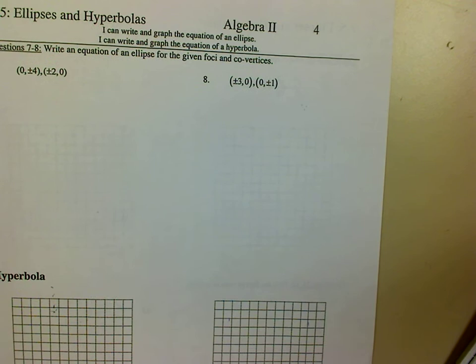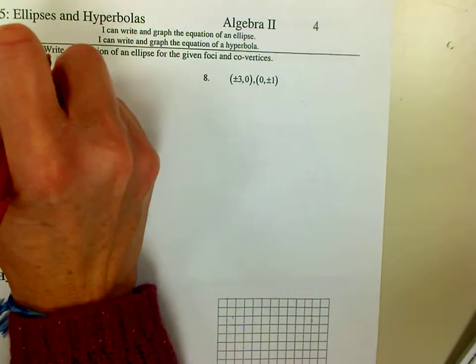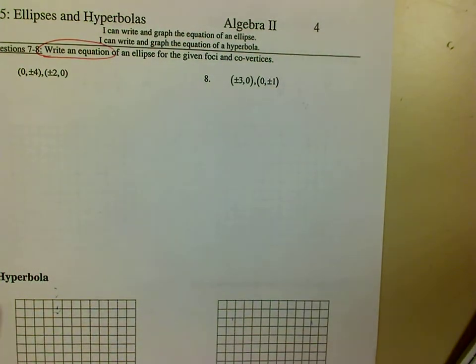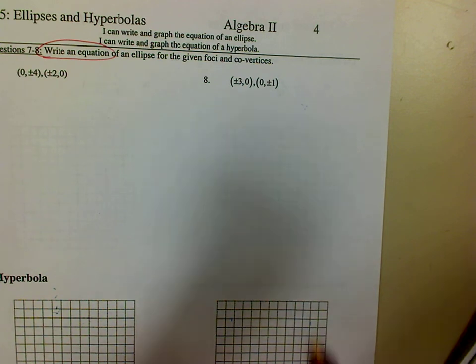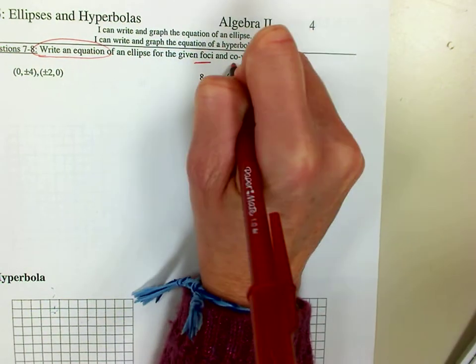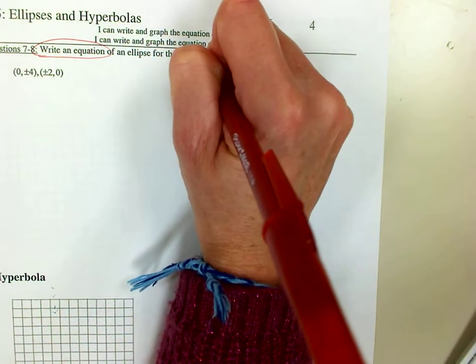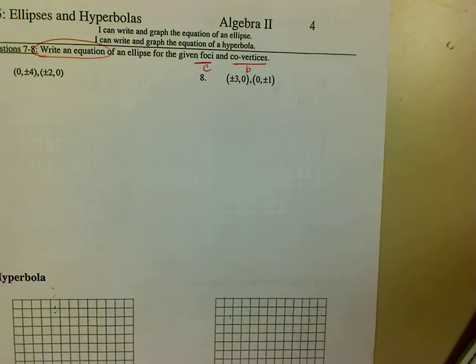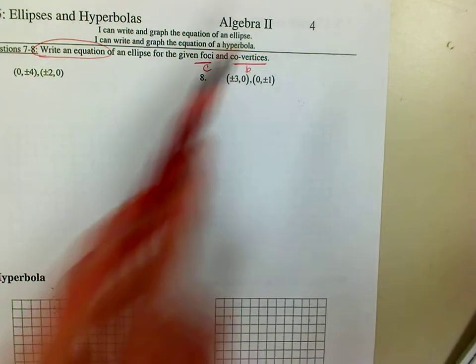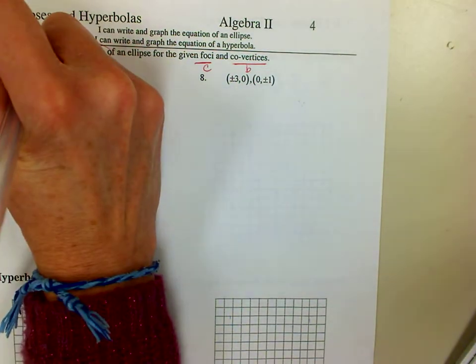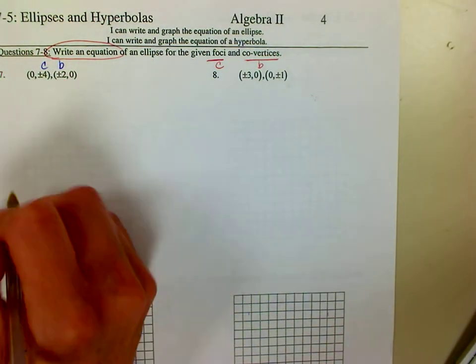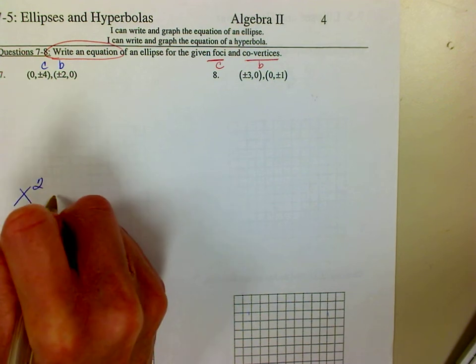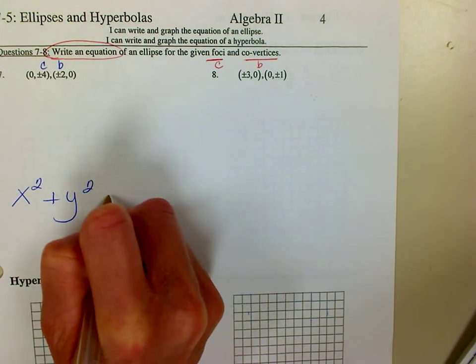Okay, moving right along. So now we're going to write an equation of an ellipse given the foci and the covertices. And it's actually in that order. The foci is given first and the covertices are given second. And remember, I told you on the first page that the foci is C and the covertices is B. So this would be C and this would be B. Okay, so I'm going to go ahead and start writing my equation for the ellipse.